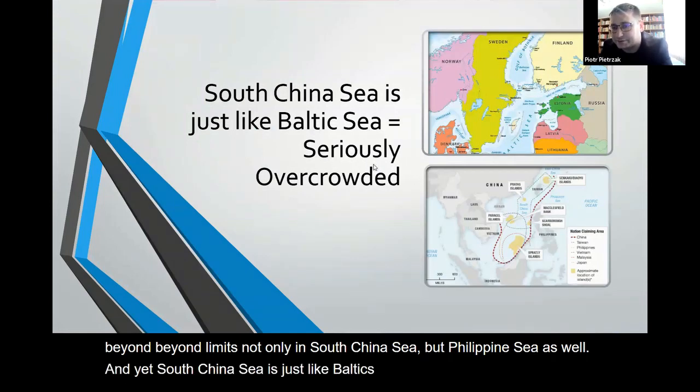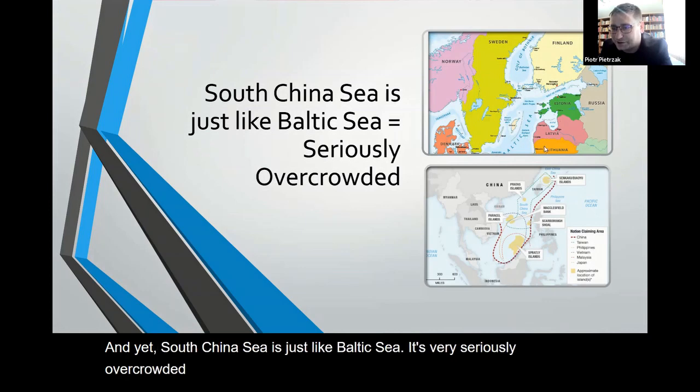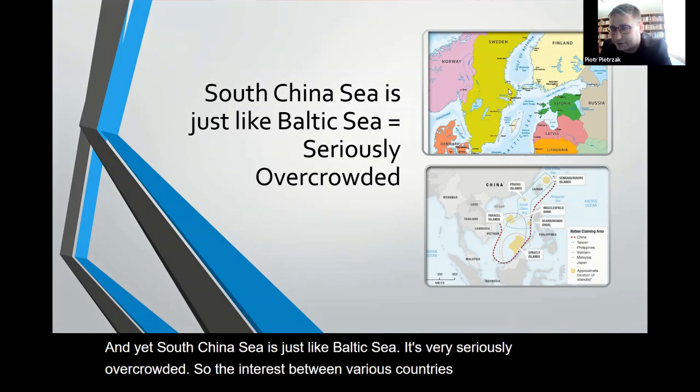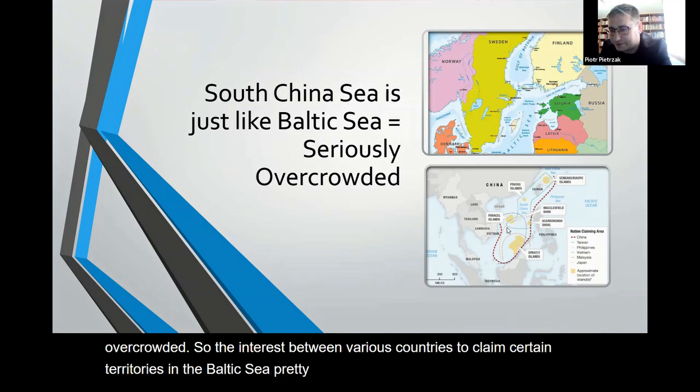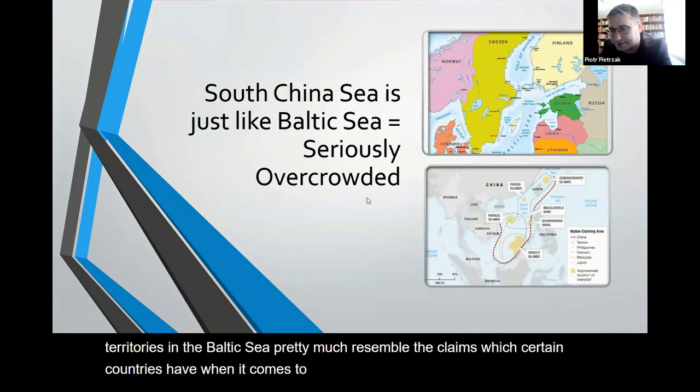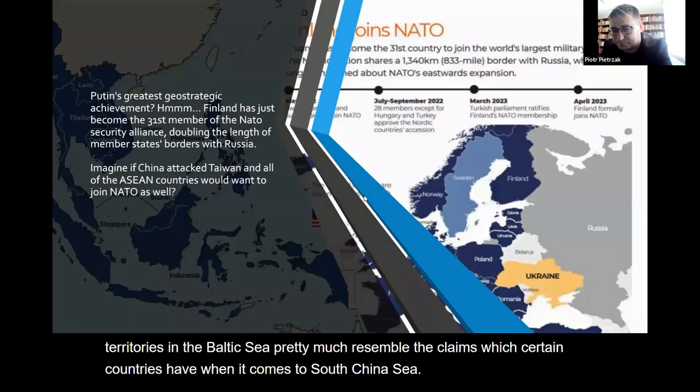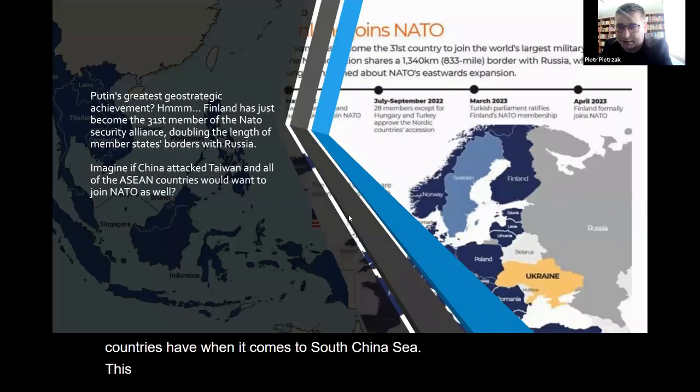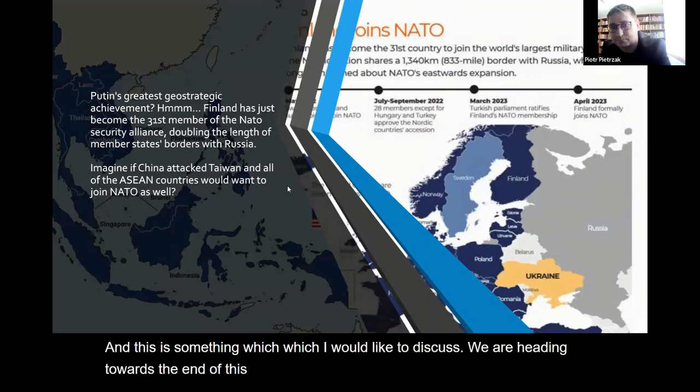It is very seriously overcrowded. So the interests of various countries claiming certain territories in the Baltic Sea pretty much resemble the claims which certain countries have when it comes to the South China Sea. This is something which I would like to discuss. We are heading towards the end of this presentation.